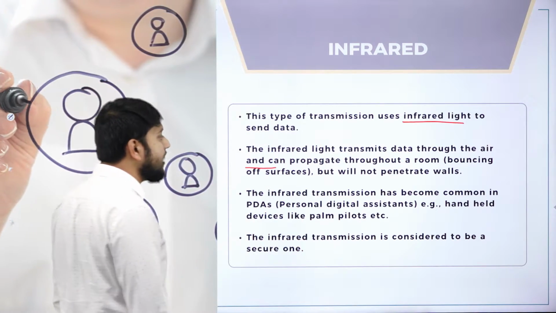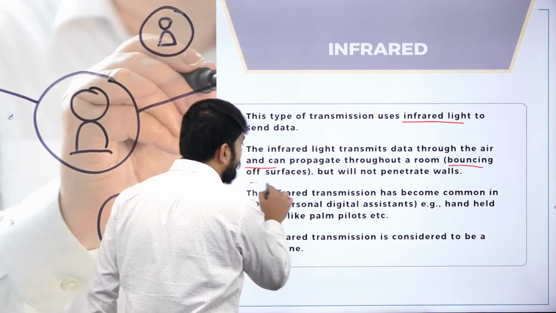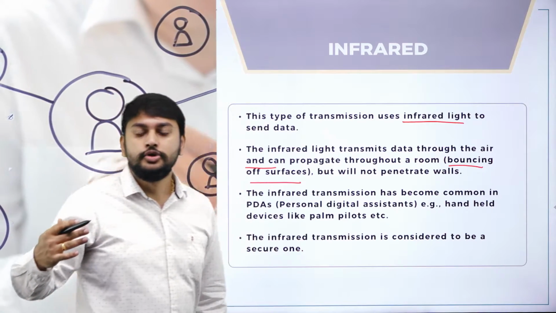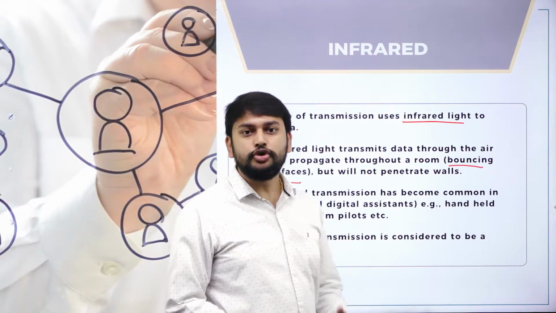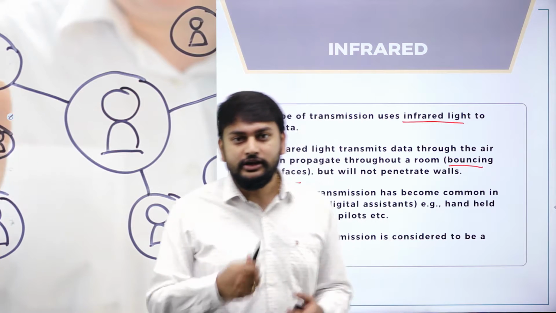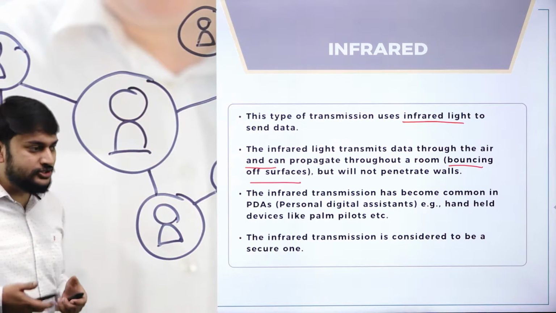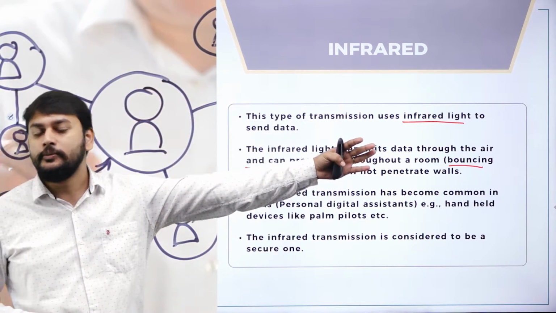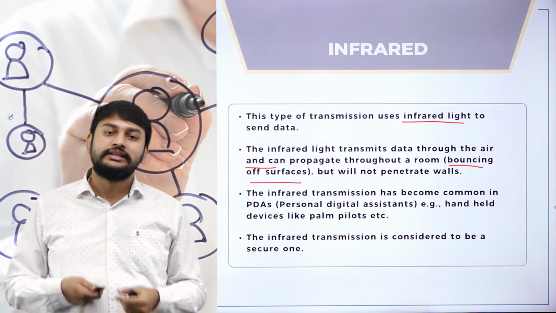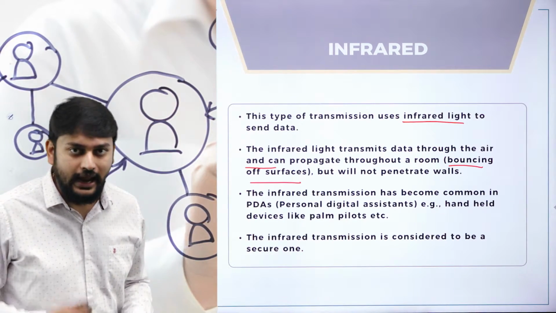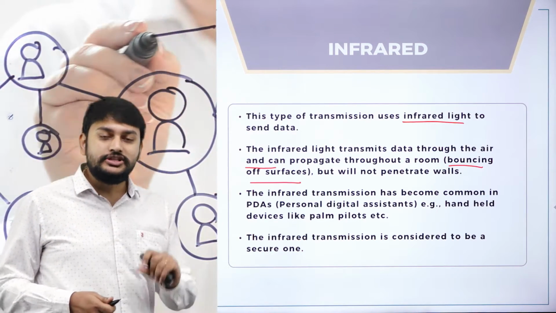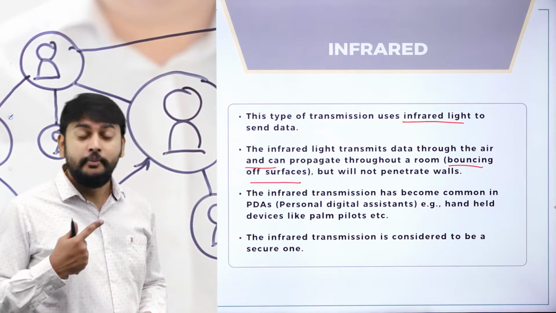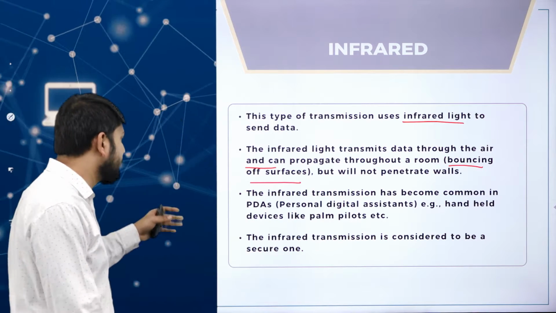But please understand, it bounces on surfaces. It cannot penetrate through the wall. Whenever you are using your TV remote, if I'm sitting inside this room, can I operate the TV which is placed in the next room? It is not possible, because TV remotes use infrared rays or infrared lights to transmit the signals, so it is not possible to penetrate through the wall. That's what you need to remember.